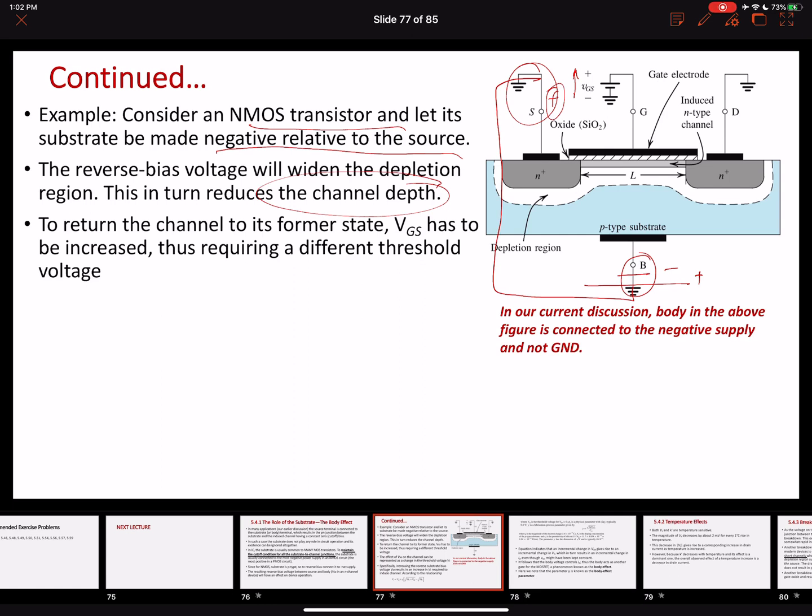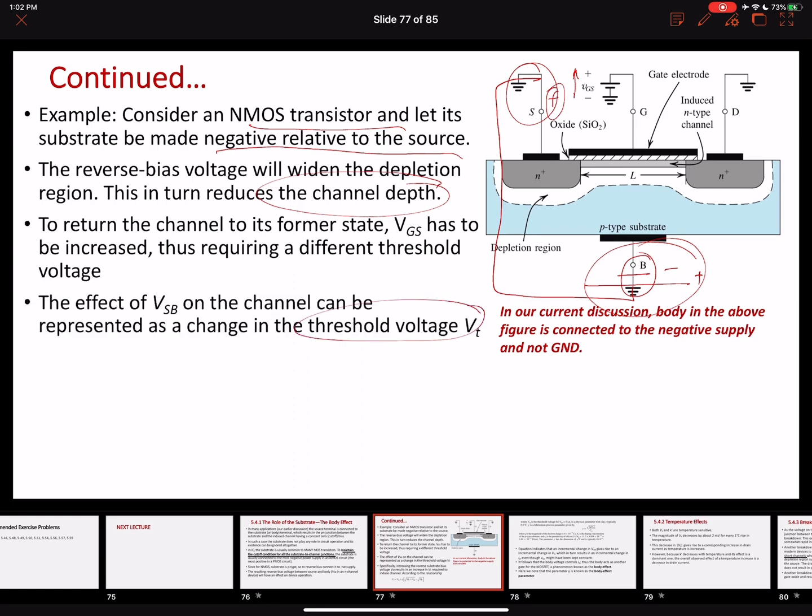So in other words, if we connect the body terminal to the negative supply, this will directly impact the threshold voltage. So we need a higher threshold voltage now.